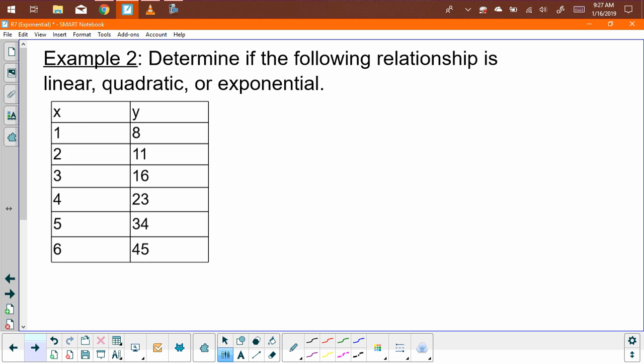Okay. For example 2, and we did this a few times, right, here's a table of values. And I want to determine if this is linear, quadratic, or exponential.